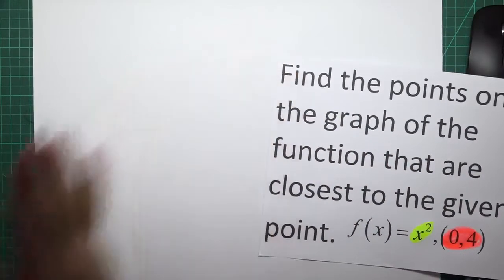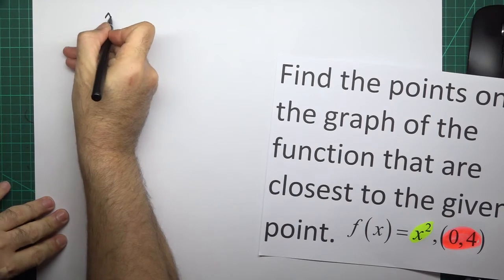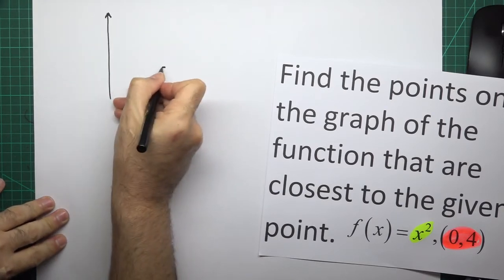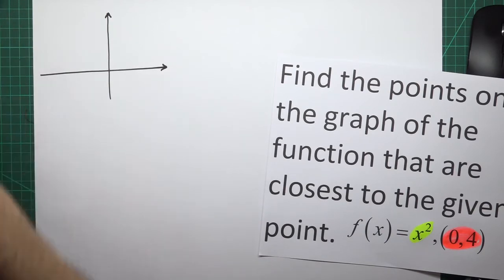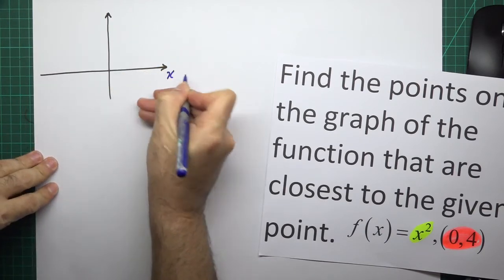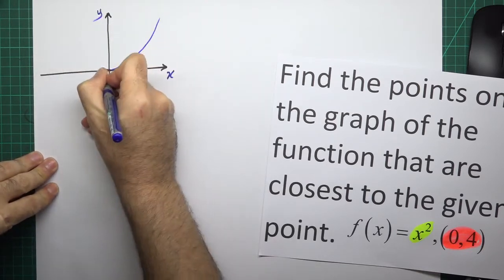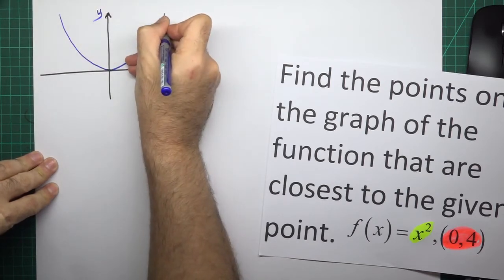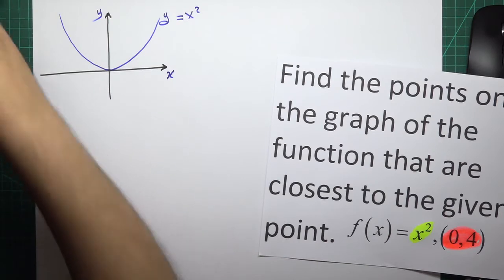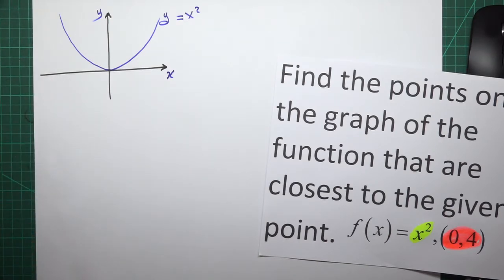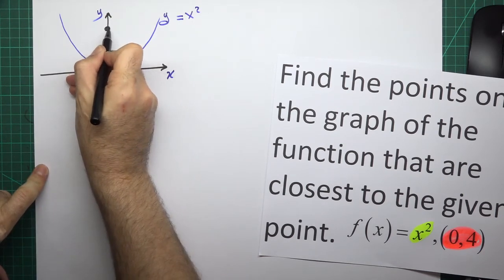واسمحوا لي أن أرسم. بالنسبة للرسم طبعا أنا أفترض أنه لا يوجد فينا من يعاني حتى يرسم x squared. This is x axis, y axis, and this is x squared, something like this. This is y equals x squared. And I have a point, and the point I have is (0, 4). You do know that (0, 4) lies on the y axis.